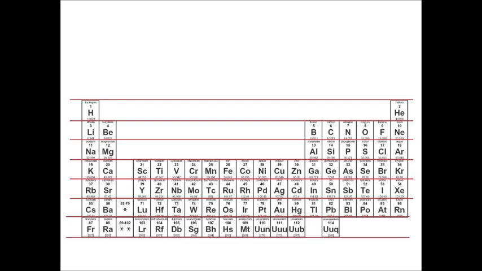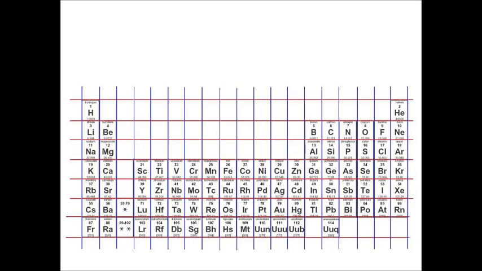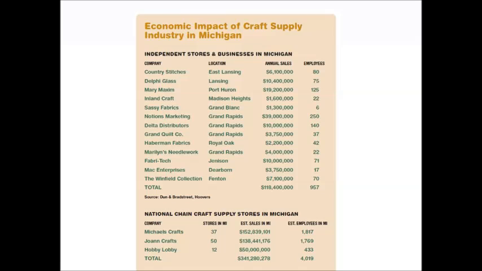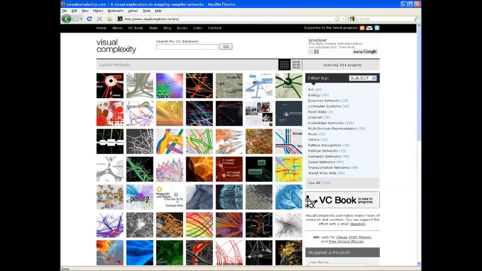If we imagine what's underneath, we can see the rows that arrange the information and the columns that arrange the information, creating cells in which information is contained. Here's an example of a table providing information about the economic impact of the craft supply industry in Michigan. Imagine trying to absorb this information in paragraph format. It'd be almost impossible. This table allows us to easily scan across and down to absorb the overall information or to grab specific information we may need.